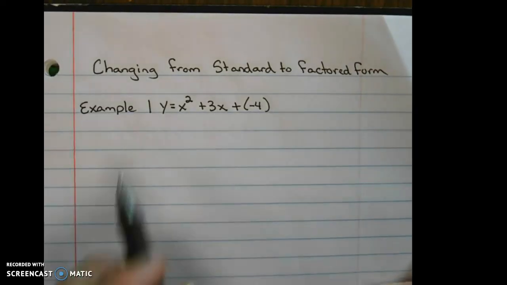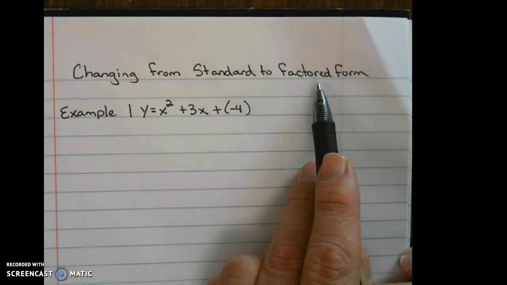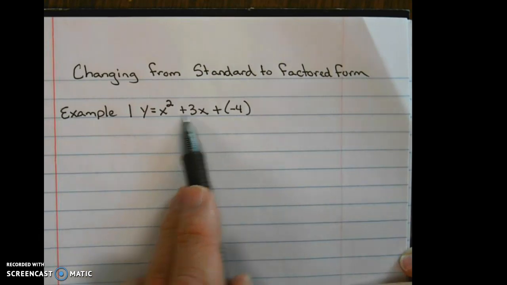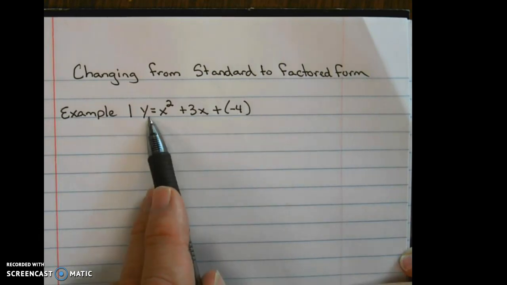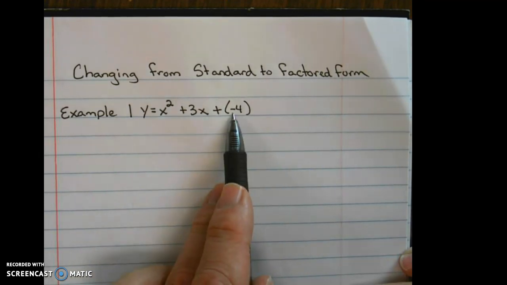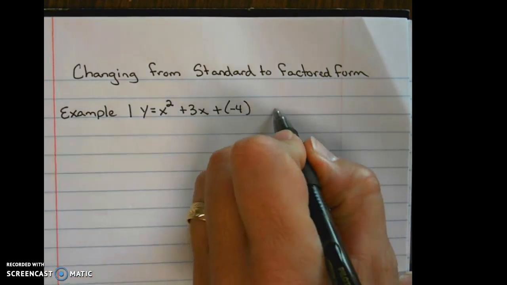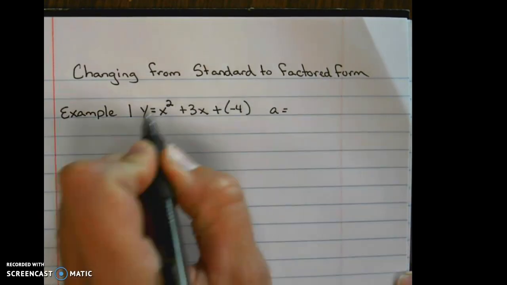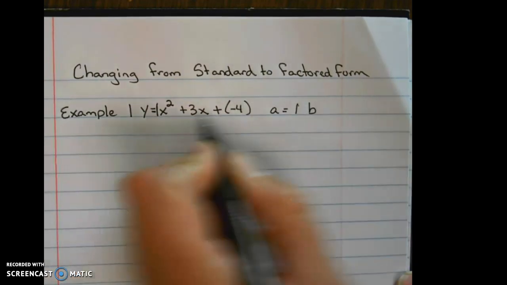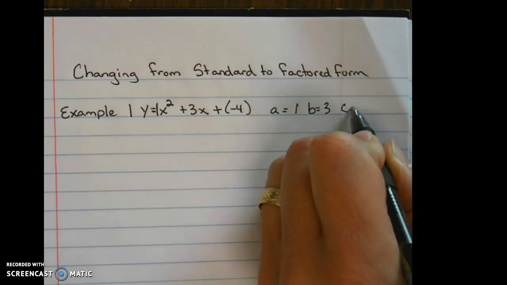Today's lesson is on changing from standard to factored form. So let's take a look at example number 1. Here we have a quadratic equation in standard form. The form is ax squared plus bx plus c. The first thing I'm going to do is identify my a value, which in this case is 1, my b value, which is 3, and my c value, which is -4.